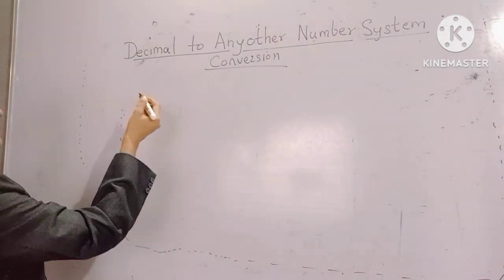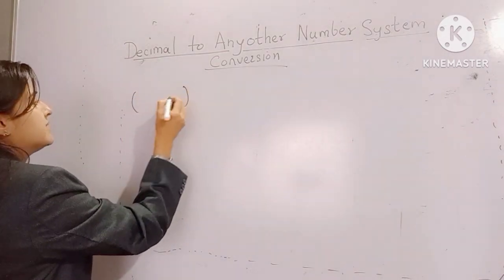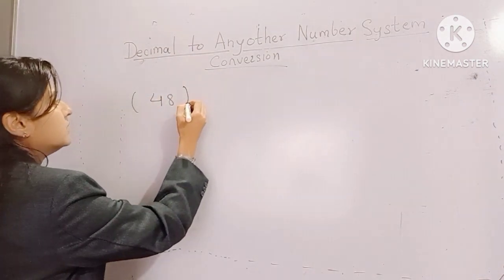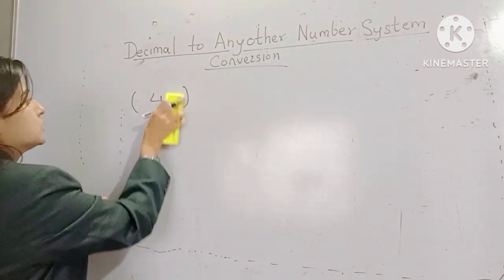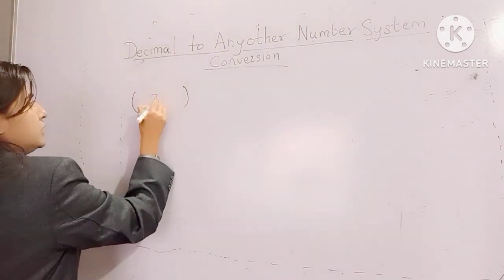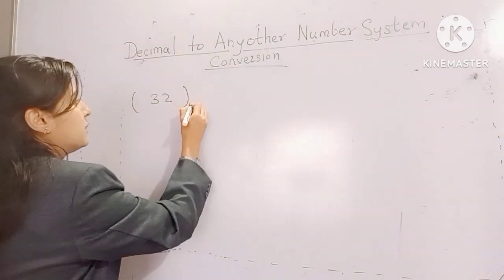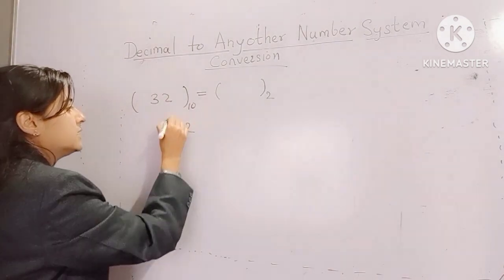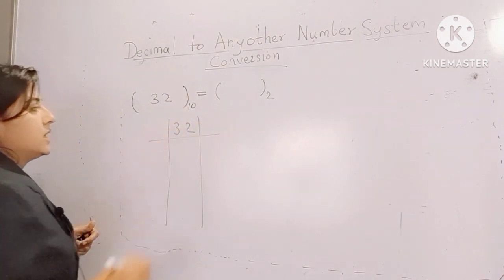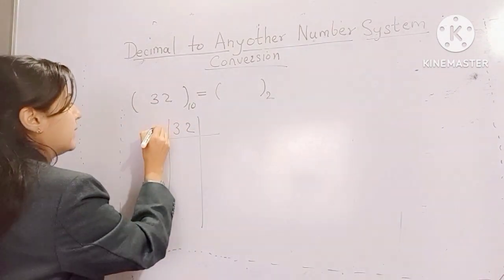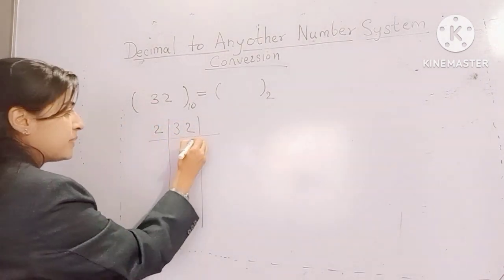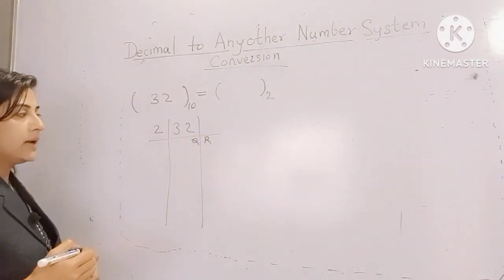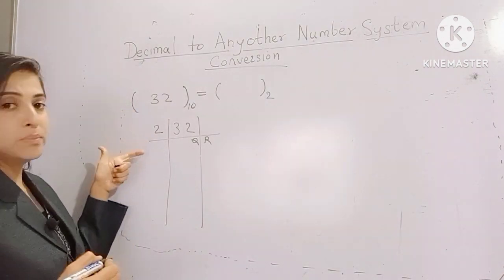Take any decimal number, for example 48. If I want to convert this number, this will be quite a big string. So I will take a comparatively smaller number, 32. This is a decimal number. If I want the binary equivalent for this, I will take 32 and keep on dividing this number by 2. The quotient part I will write here, the remainder part I will write here.